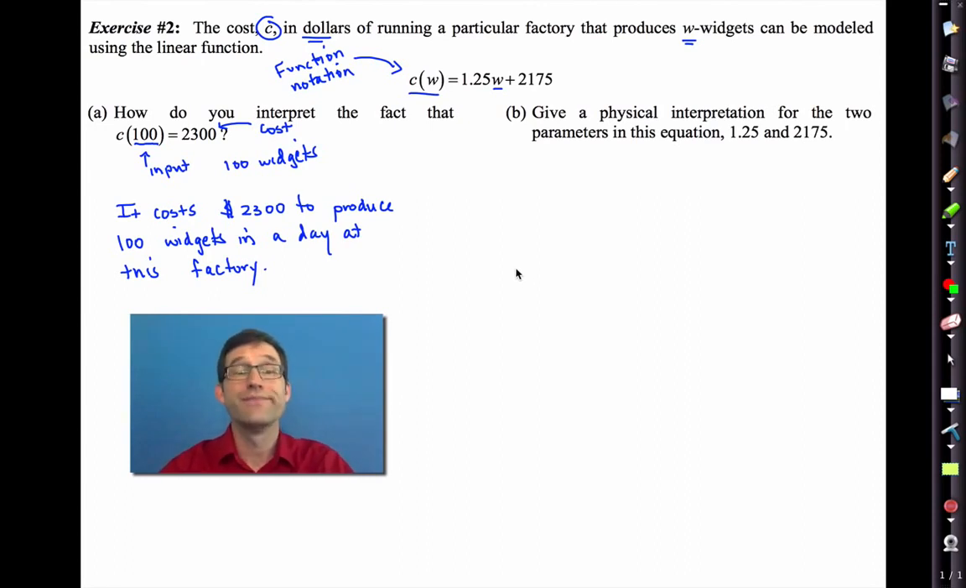That's my interpretation. Now letter B says give a physical interpretation for the two parameters, remember the linear parameters in this equation, of 1.25 and 2,175. So what do those mean in the real world? What do those mean? All right, pause the video and see if you can write down how you interpret those two numbers.